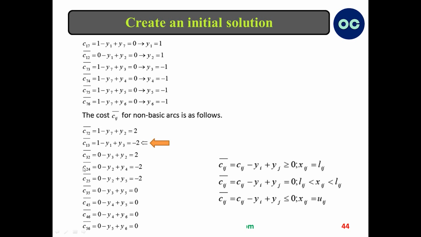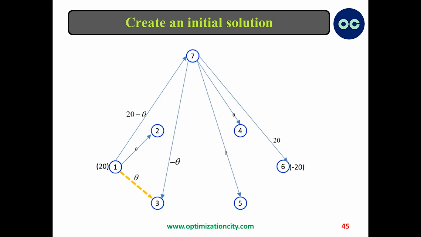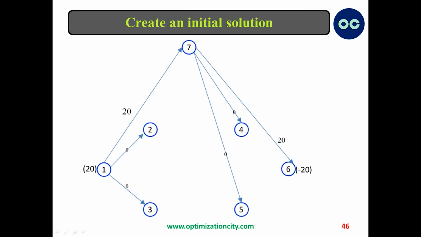Because arc 1,3 is at the lower bound and does not satisfy the optimality condition, it enters the base. The output arc from the base can be determined from this process. Arc 7,3 is removed from the base and arc 1,3 enters the base. As a result, this is the next basic solution with the objective function of 14 again.